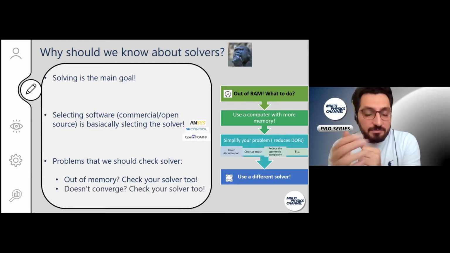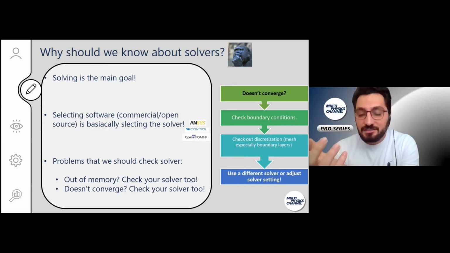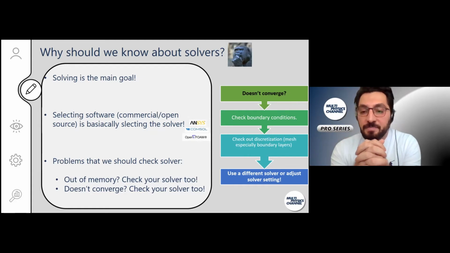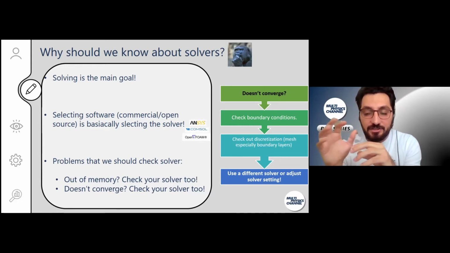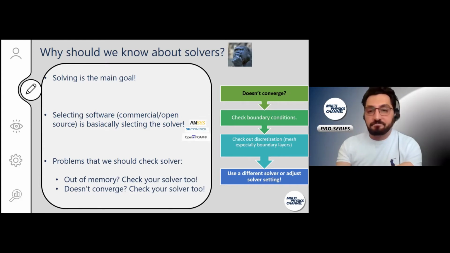The other problem is that sometimes you don't get convergence. For sure, again, you should check other things like the boundary conditions, the discretization, and all the schemes that you have there. And then it's also possible to adjust some solver settings, and then you can get convergence. So for example, if you increase the iteration number, you can maybe get convergence. I will talk about this one in this session.